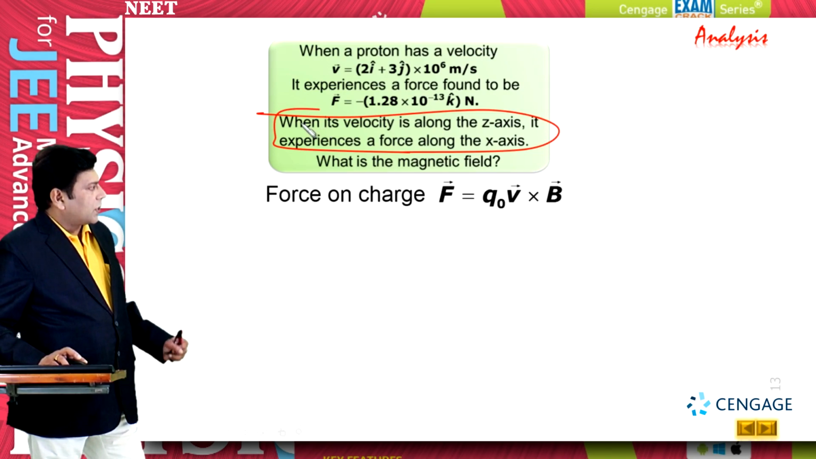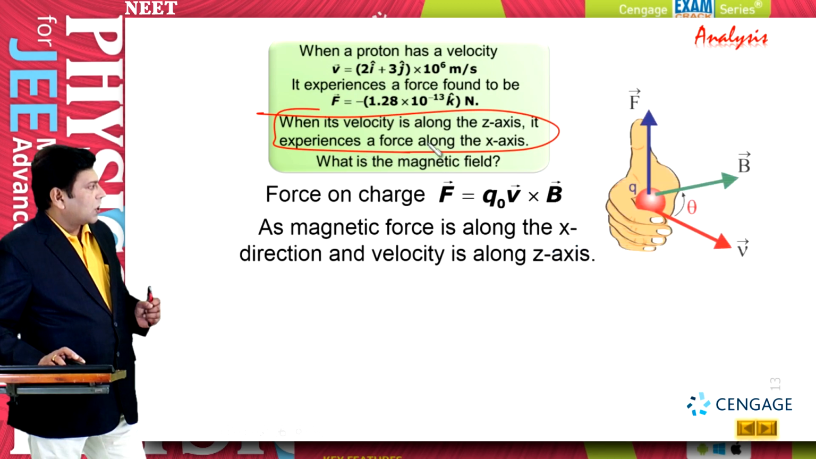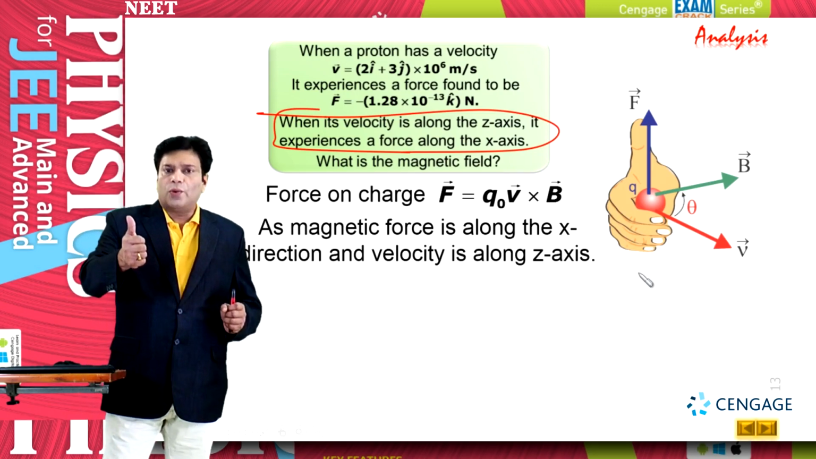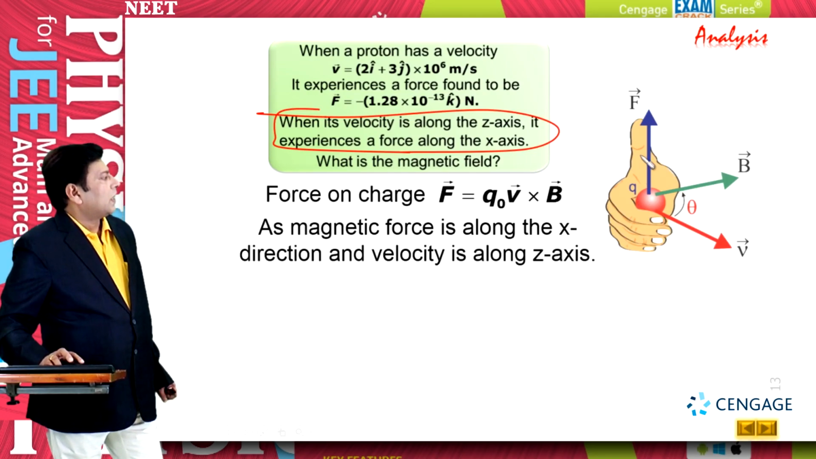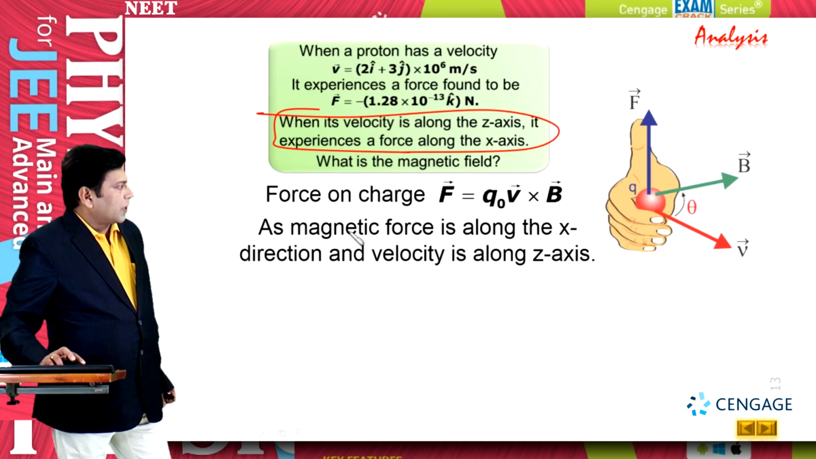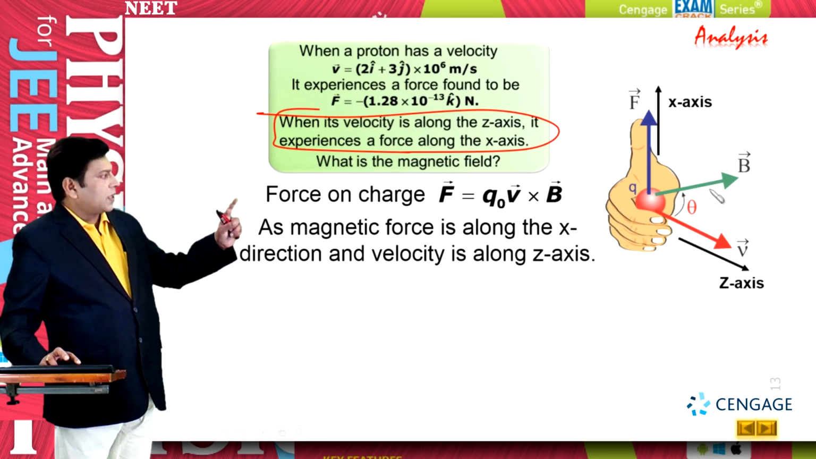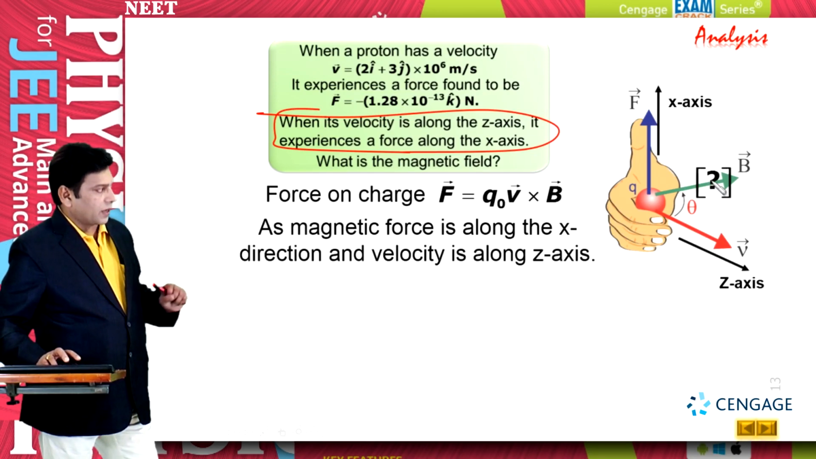And as we discussed, this paragraph is important, so let us write this paragraph. When its velocity is along z-axis, it experiences a force along the x-axis. And you know, for finding the direction of the force, we use the right hand rule. So let us make this right hand again. And as per the problem, the force is along the x-axis, this is the x-axis say, and velocity is along the z-axis. That means this is unknown.